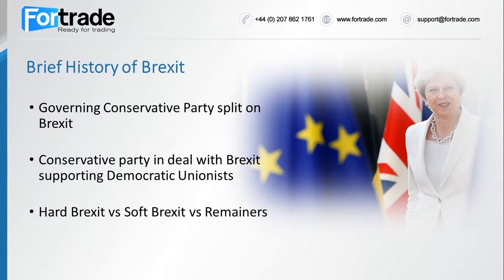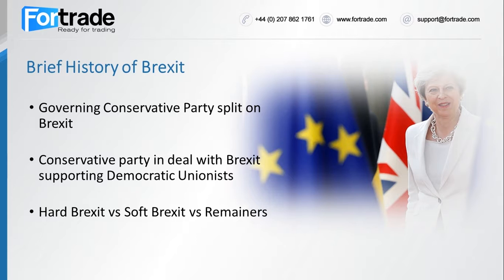So let's give you a brief history of Brexit. In 2016, June the 23rd, the UK held a rather bitter and divisive referendum, which was expected to produce a narrow majority in favour of remaining in the EU. The leaderships of all the three main political parties supported European Union membership. However, almost 52% of the country voted to leave the European Union, while just over 48% voted to remain.